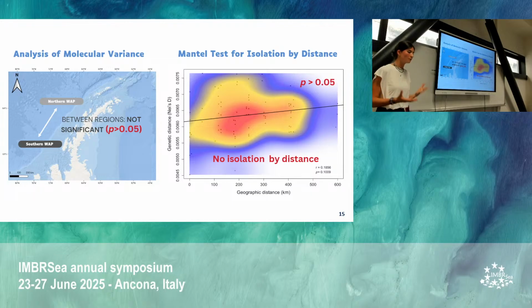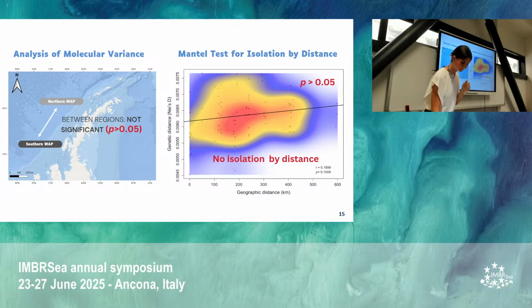This was further confirmed by our analysis of molecular variance, which revealed low and not significant genetic differentiation attributed to differences between the north and the south, and also by our Mantel test, because the Mantel test was not significant. So we clearly saw there is no isolation by distance. Here on the graph we see the genetic distance against the geographic distance. Well, we see a weak positive trend, but the Mantel test was not significant. So it means that gene flow is not restricted by distance along the Western Antarctic Peninsula.